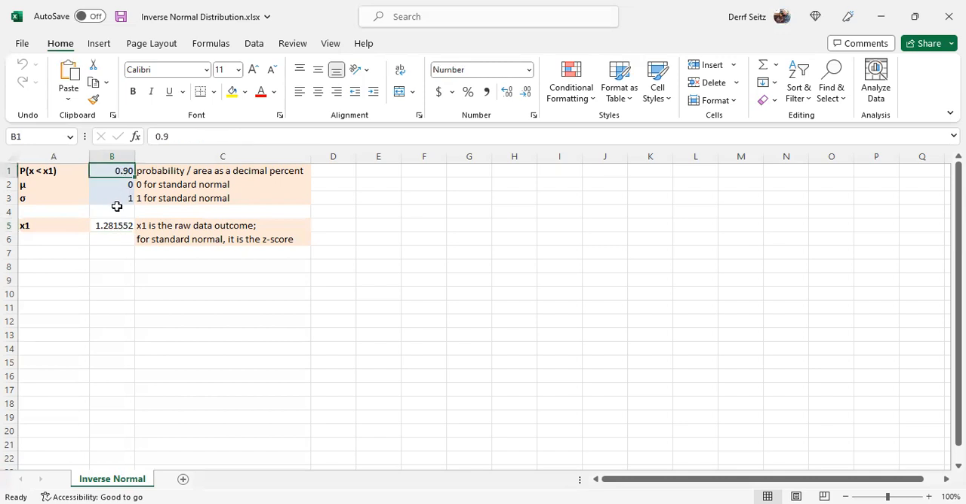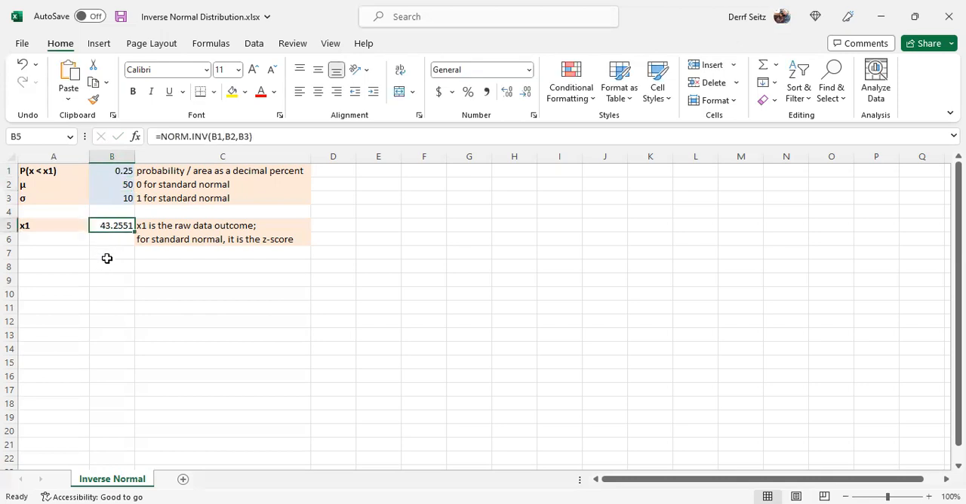Let's take another example. Let's change this to a normal distribution with a mean of 50, a standard deviation of 10, and we'll look for a probability of 25%.